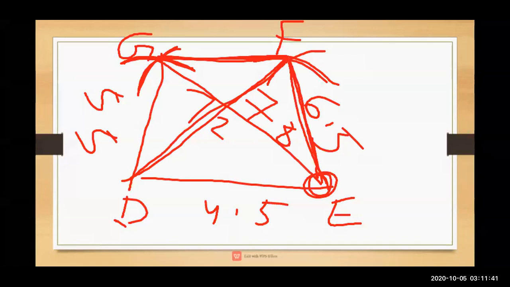I hope you people have understood the rough figure. Once again, I will explain it. DE you have to take 4.5 centimeter. Then from D you have to take 7.2 centimeter and make an arc. Then from E you have to take 6.5 centimeter and make an arc. Join that arc, E and F, you will get 6.5 centimeter.